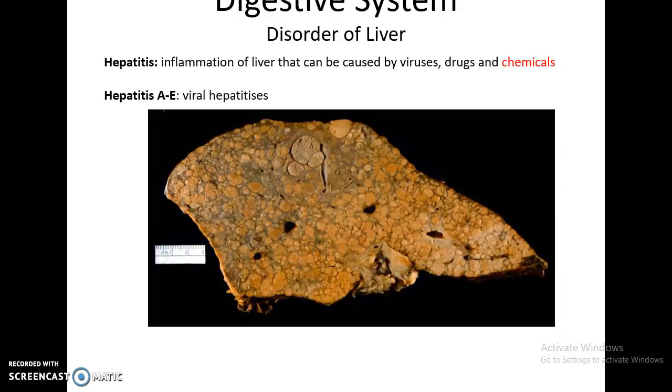Hepatitis is just inflammation of the liver. It can be from drugs, chemicals, viruses, etc. Usually we think of it in terms of viral infections. And there are a variety of viruses that can do this, hepatitis A through E.